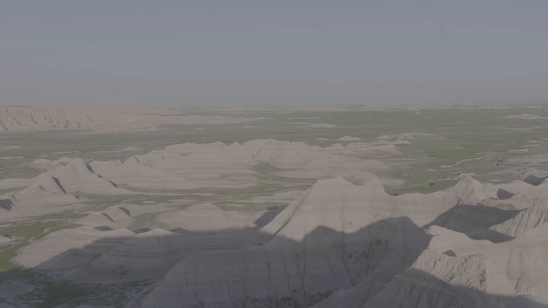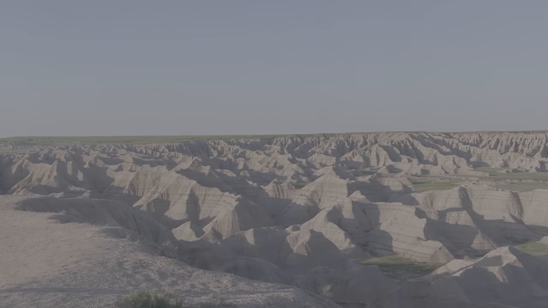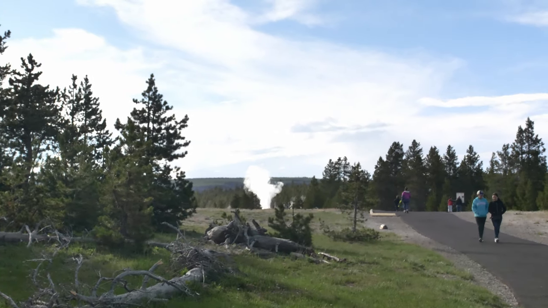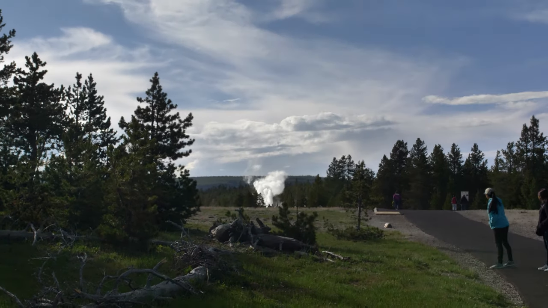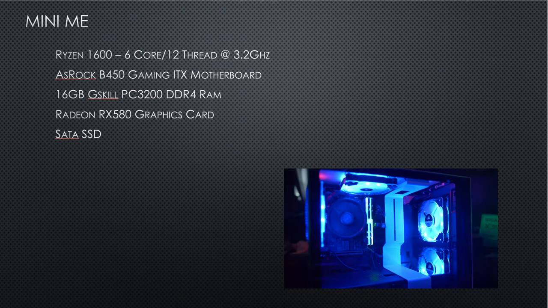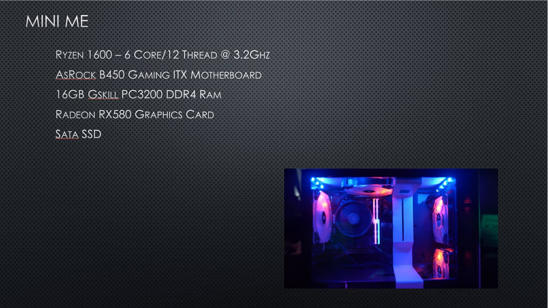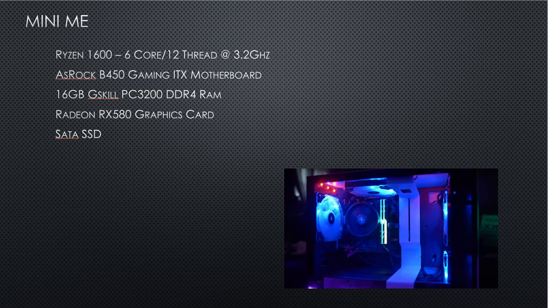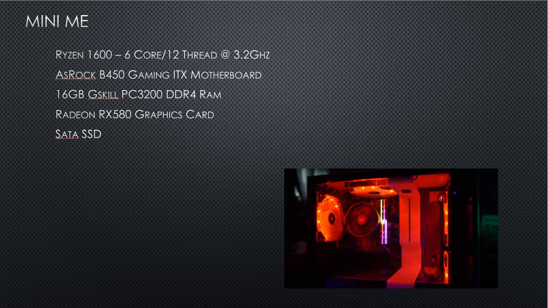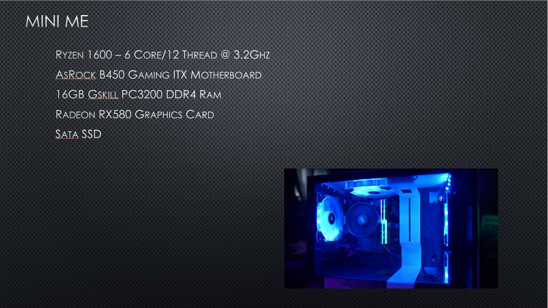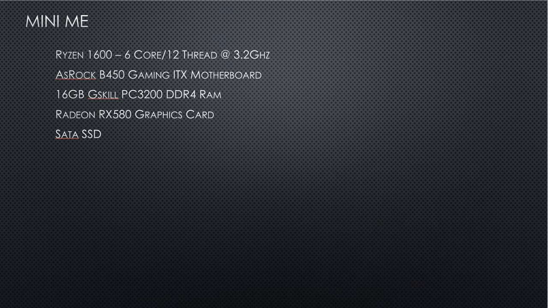To give you an idea of what we're working with, here's a fast forward of the footage I'm using for testing in this piece. It's two H.264 clips in 8-bit color from the GH5. This is shot at 60 frames a second. I chose to test on my Mini-Me system, underpinned by a Ryzen 1600 running at stock 3.2 GHz frequencies, an ASRock B450 gaming ITX motherboard, and 16 GB of PC3200 G.Skill RAM. It has a Radeon RX 580 graphics card and an SSD.